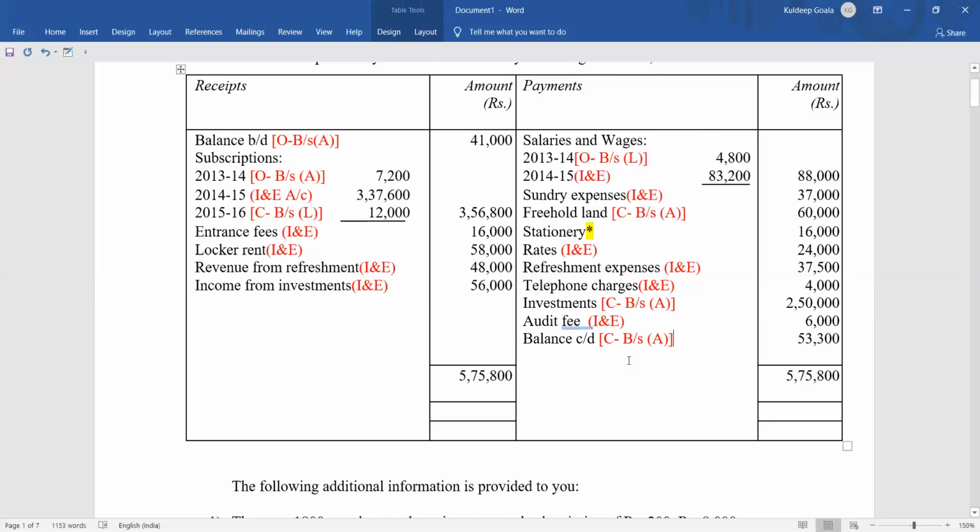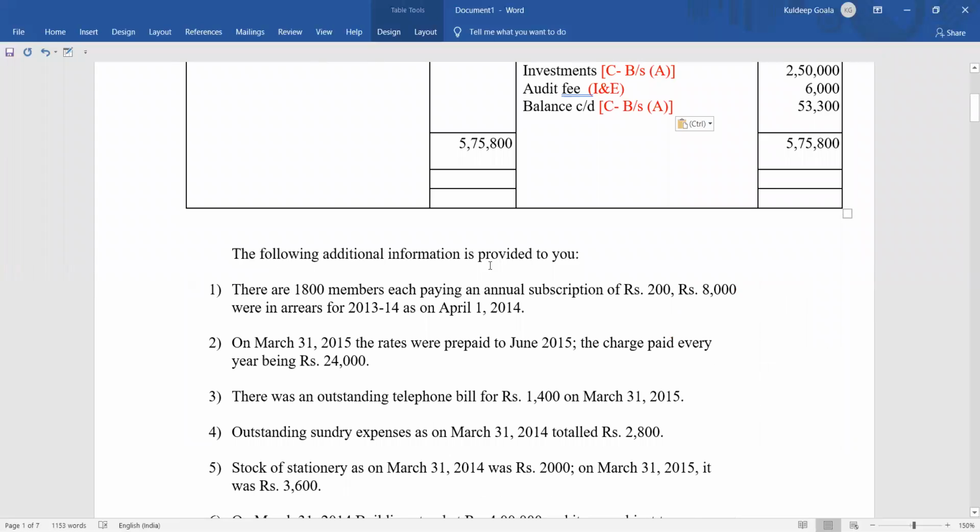Now let's come to the adjustment. The following additional information is provided to you. There are 1,800 members, each paying an annual subscription of 200. Right? There are 1,800 members, and each member is paying 200 rupees of annual subscription. Rupees 8,000 were in arrear in 2013-14. So we can see that in 2013-14 there was an arrear of 8,000 as on 1st April 2014.